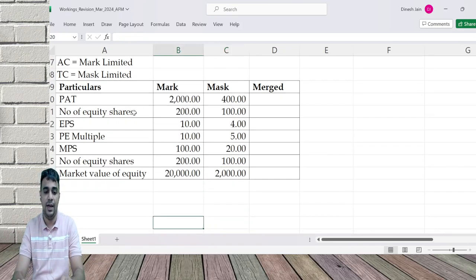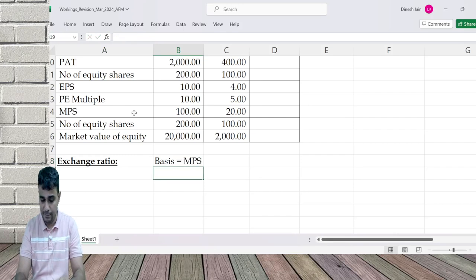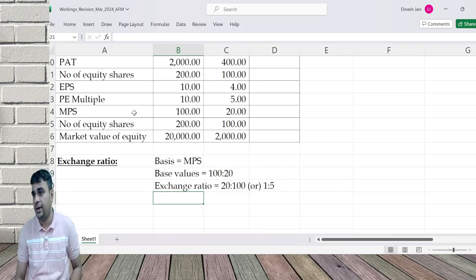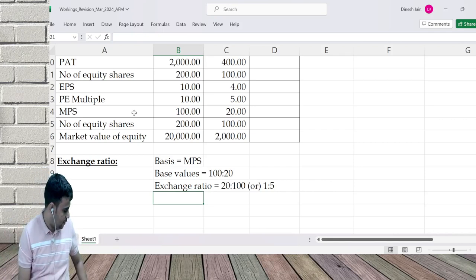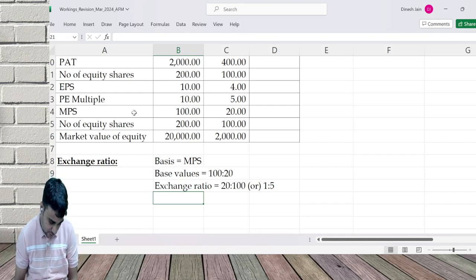So come down to the exchange ratio. They have told the basis of the exchange ratio. What is the basis? Market price, MPS, is the base value. AC is to TC. What is the market price from the table? 100 is to 20. Exchange ratio, swap it: 20 is to 100, which is technically 1 is to 5. Write the base values and then do the swapping. So we've written the base values and then we have done the swapping.